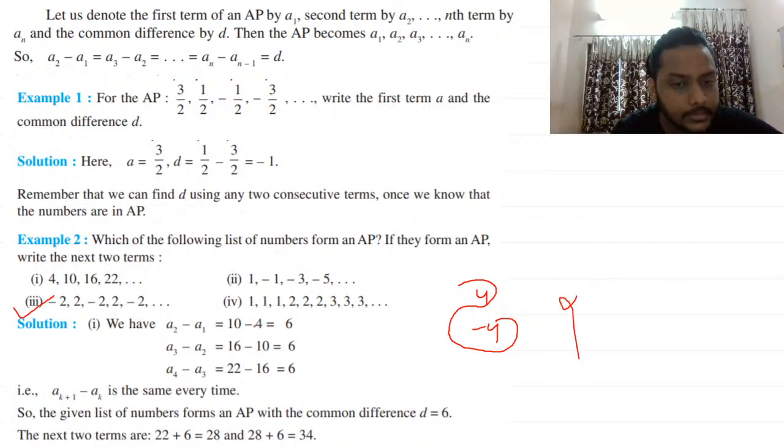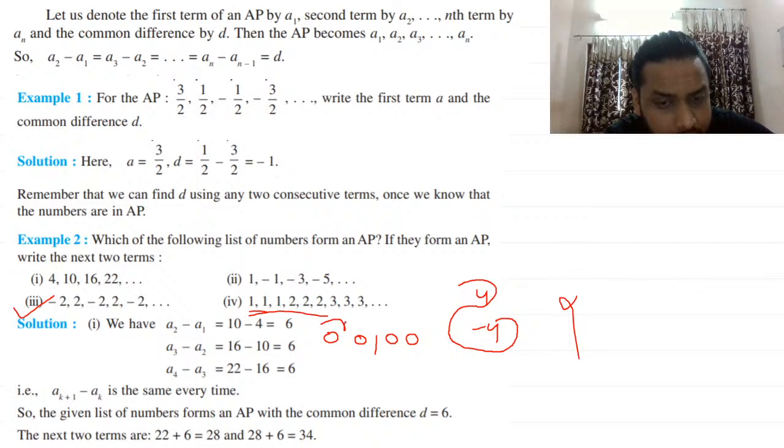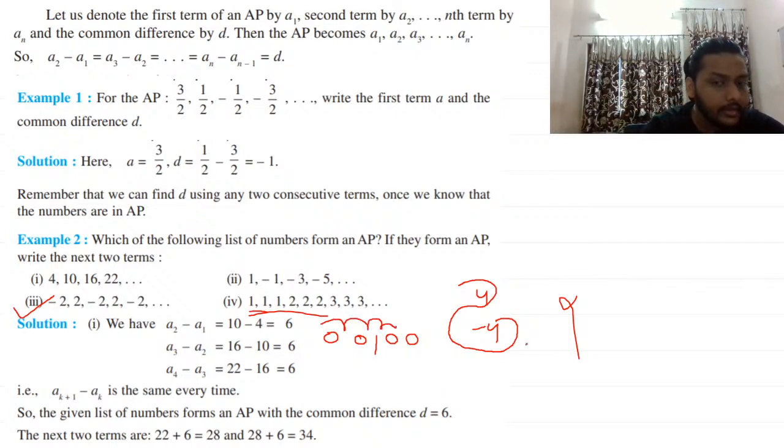ठीक है. Similarly, अगर मैं बात करूं फोर्थ वाले की, तो फोर्थ वाले में देखो 1 - 1 is 0, फिर 1 - 1 is 0, फिर 2 - 1 is 1, फिर 2 - 2 is 0, 2 - 2 is 0. तो यहाँ पे अगर आप देखोगे तो पहले डिफरेंस 0 आ रहा है, फिर 1 आ गया. इसका मतलब क्या है? ये भी आपका AP नहीं है. Fourth one is also not an AP.